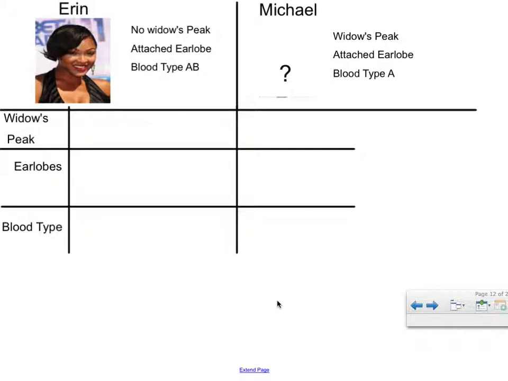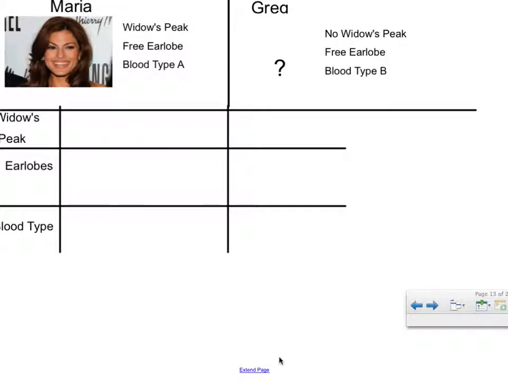A, AB, or B? Let me introduce you to Greg and Maria. Here's Maria, here's Greg. Again, we're keeping his identity secret so that you can just go on your data. Maria has a widow's peak. What's her possible genotypes? Dominant dominant, and dominant recessive. What about her earlobes? So what's her genotype? Dominant dominant, or dominant recessive. Her blood type is A.